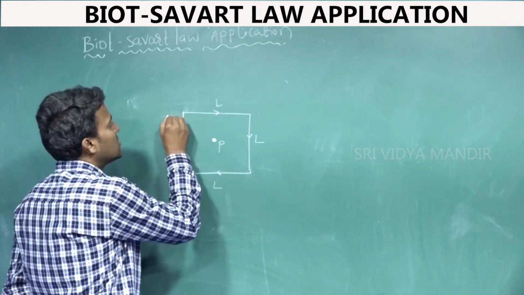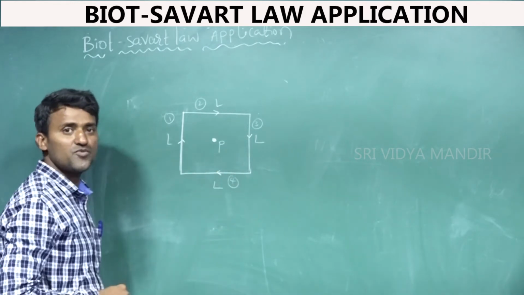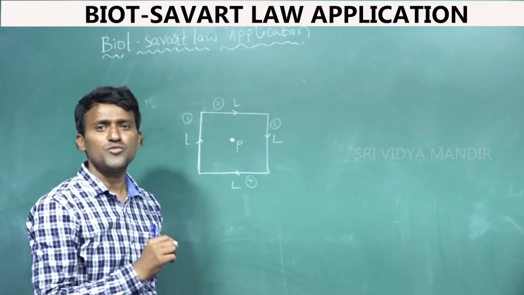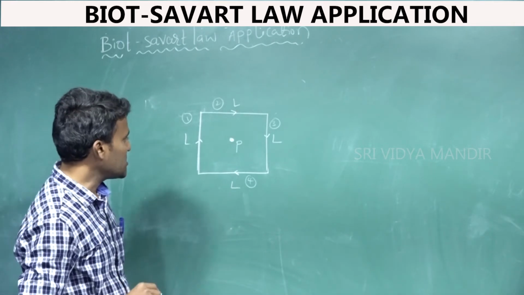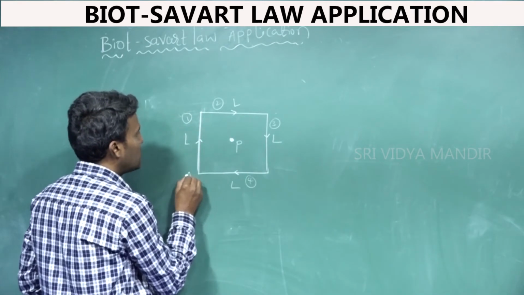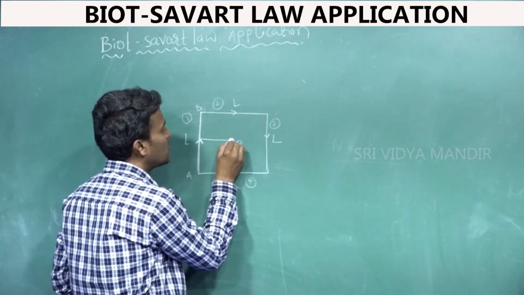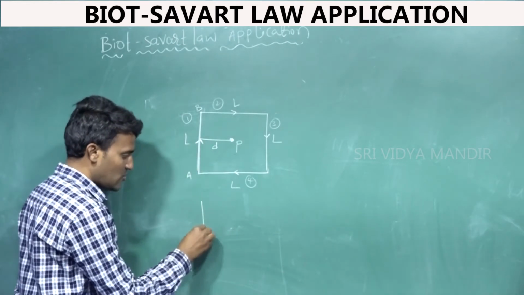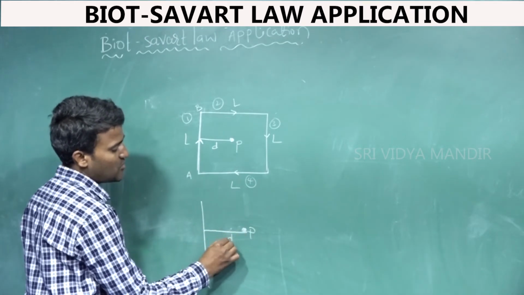This is 1, 2, the third side, and this is 4. Due to these four conductors, what is the magnetic field at the point P? The point P is exactly the center. For this, first I am taking one side conductor. See here, this is AB. The current is in the upward direction. The point P is here. From the conductor to point P, the distance we have taken is d.